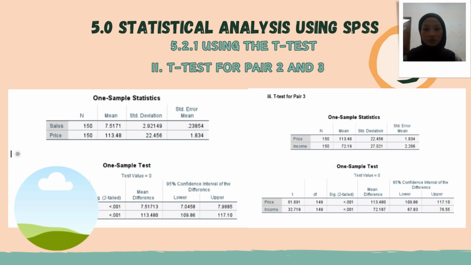T-test for pair 2 and 3. In hypothesis testing, we start by stating the null hypothesis H0 and the alternative hypothesis HA. The null hypothesis states that the population means of the three groups are equal, while the alternative hypothesis states that at least one of the group means is different.